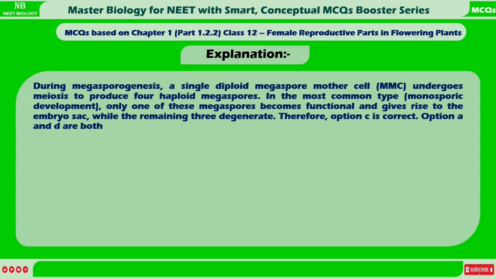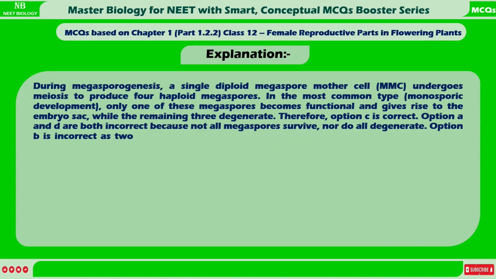Options A and D are both incorrect because not all megaspores survive, nor do all degenerate. Option B is incorrect as 2 megaspores do not degenerate while one survives. It is specifically 3 that degenerate.